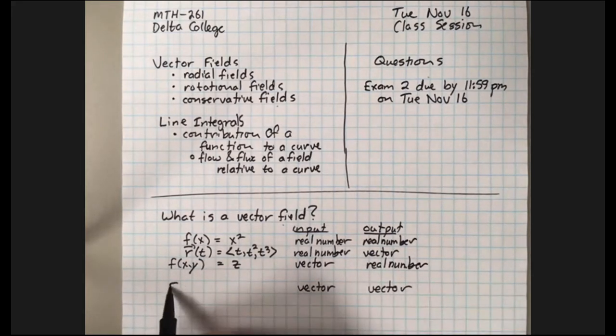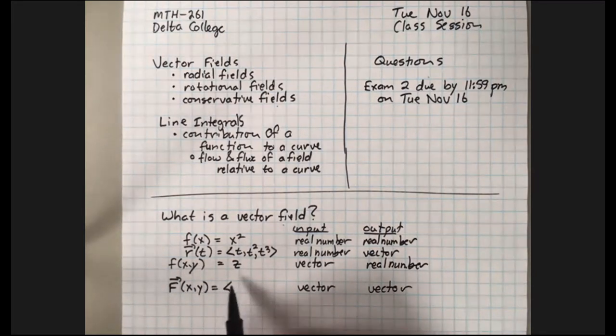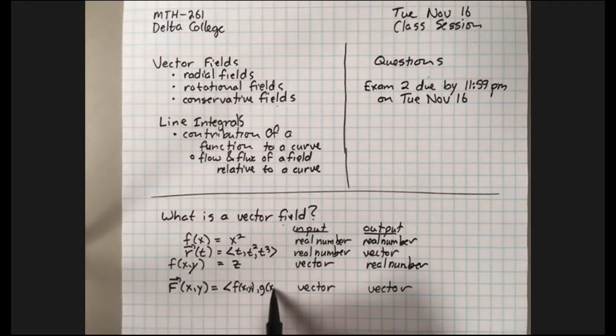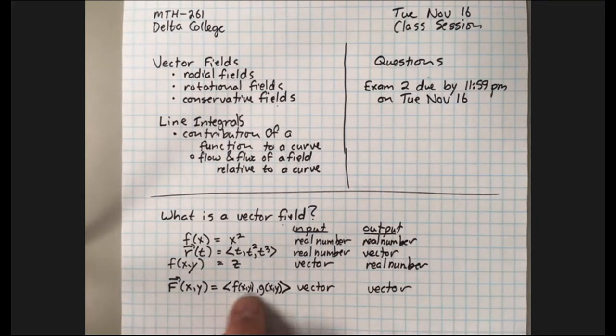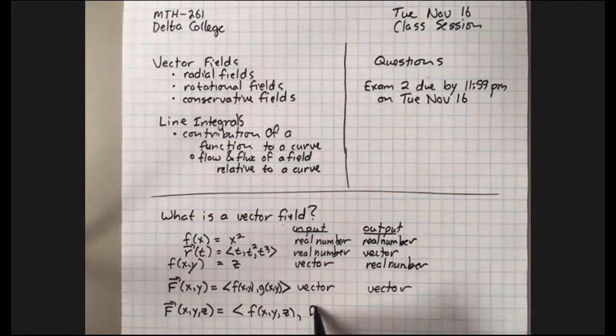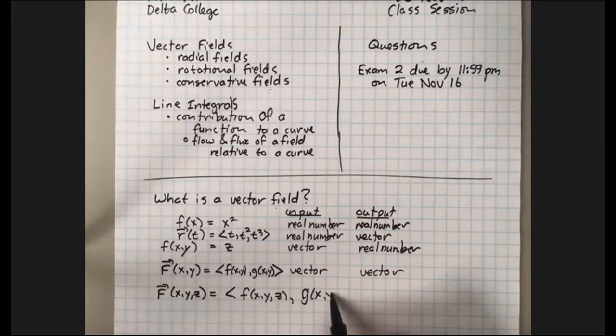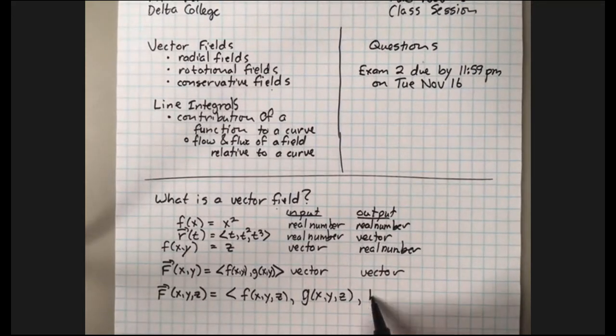What does that represent? We traditionally represent this like f of x and y is f of x y, g of x y. So vector in x and y, vector out, some function of x and y in the first and then some function of x and y in the second slot. Or if I put a 3-dimensional vector in, I could ask for the output to be a 3-dimensional vector. I'll give you a visual example here in a second.